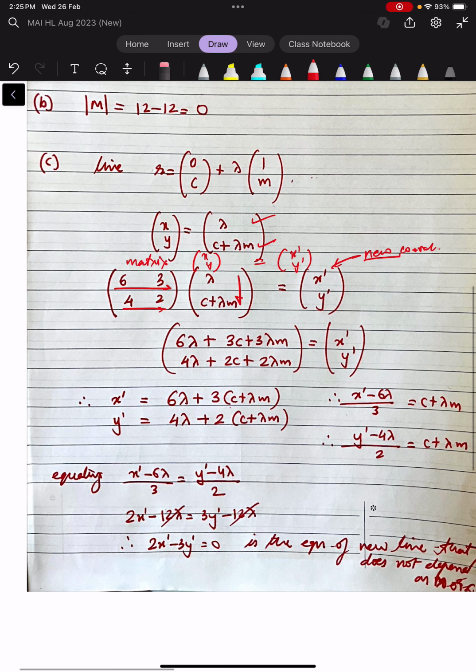Now if I see over here, c plus m lambda is repeating. So what I do is make c plus m lambda the subject of the formula in each of them and equate them. We equate them, cross multiplying. You will find that your new equation is 2x dash minus 3y dash is equal to 0. This is the equation of the new line after the transformation, and it can be seen that it does not depend on any m or c. That's how you do this.